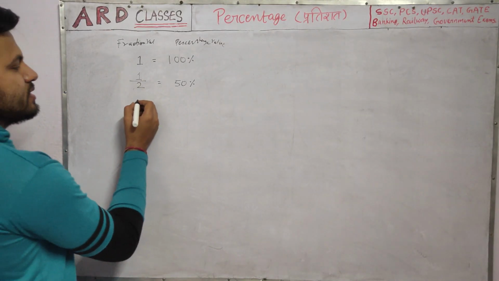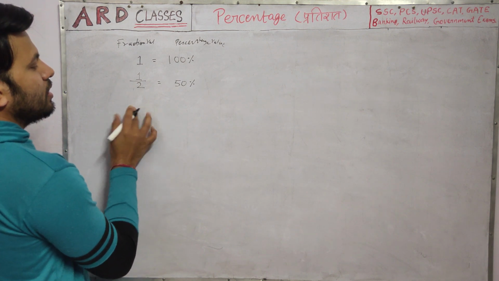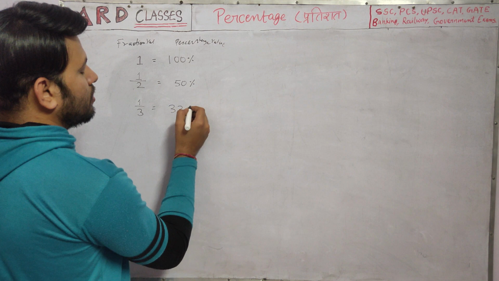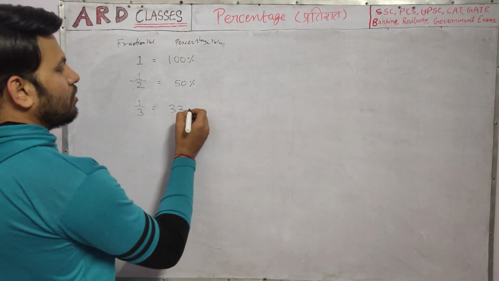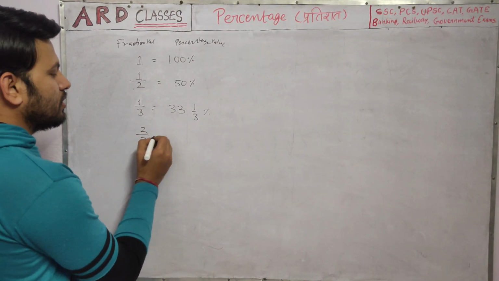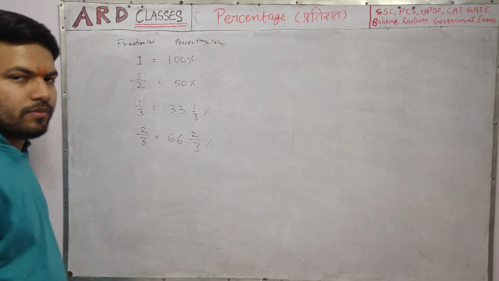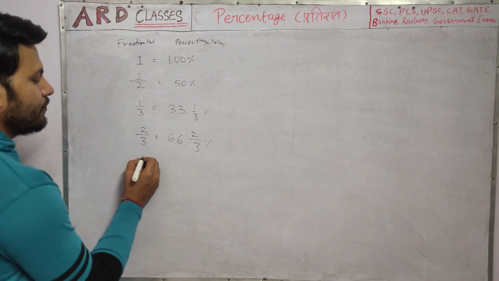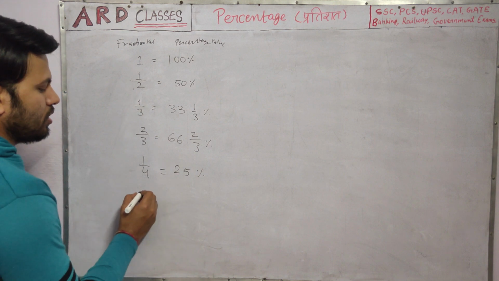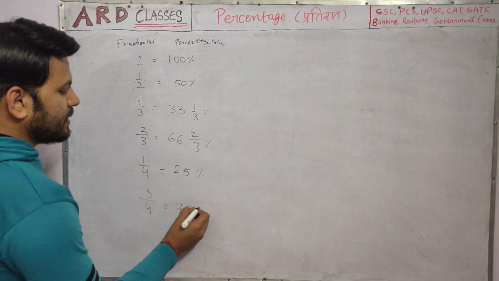Got it now? Similarly, 1 by 3 is 33.33%, or we can say 33 1 by 3%. 2 by 3 is 66 2 by 3%. Similarly, 1 by 4 is 25%, 3 by 4 is 75%.